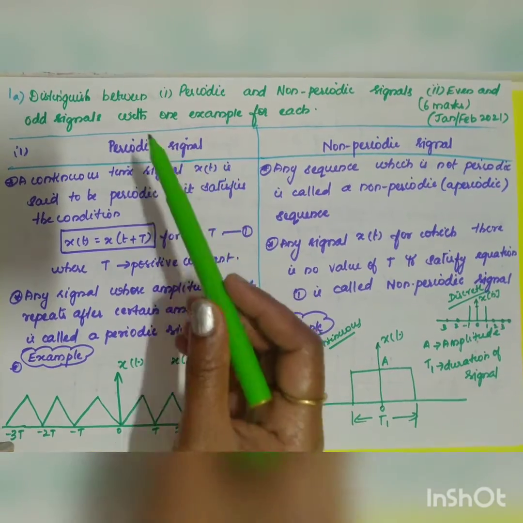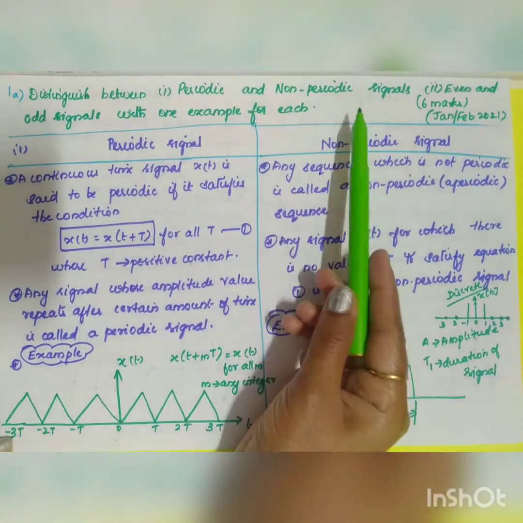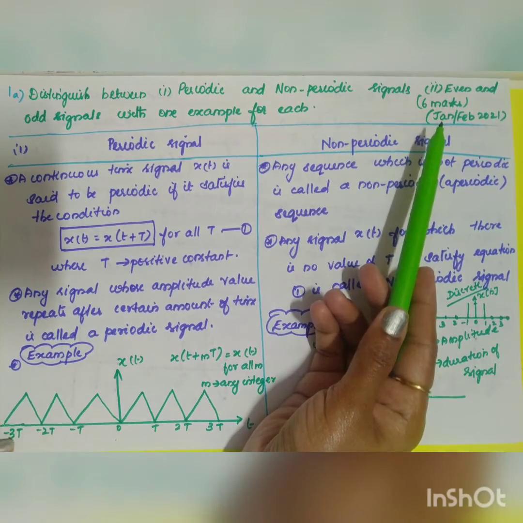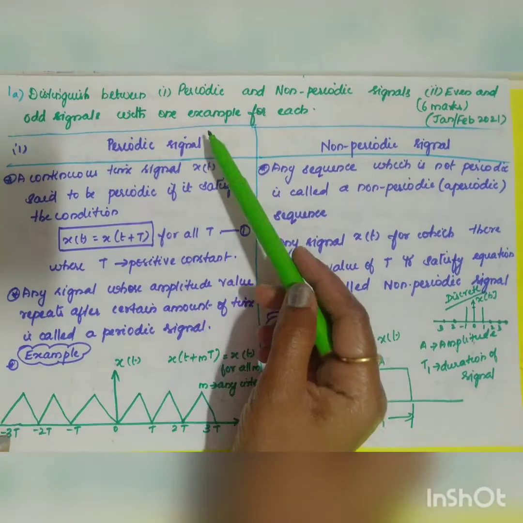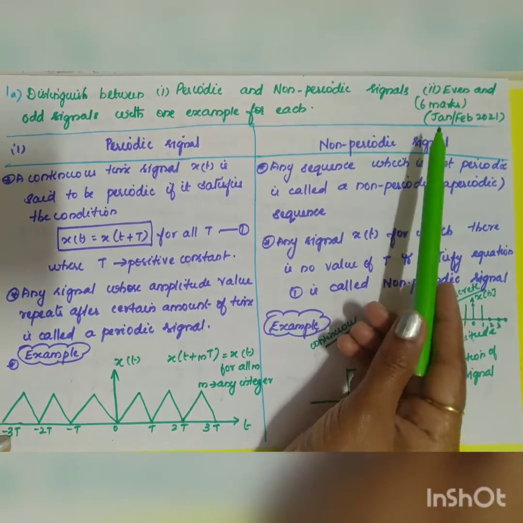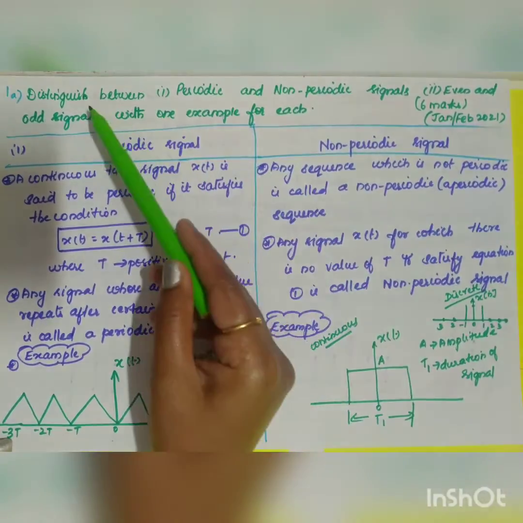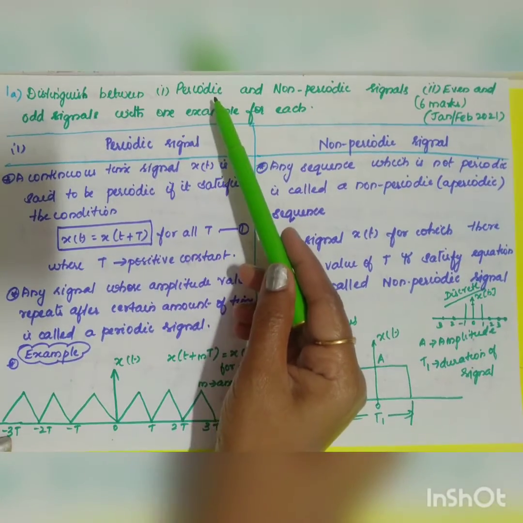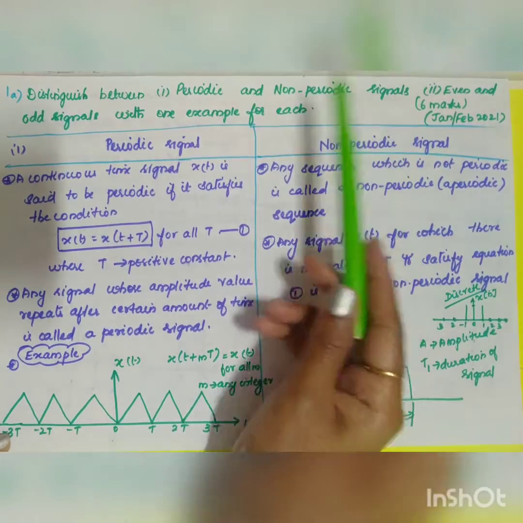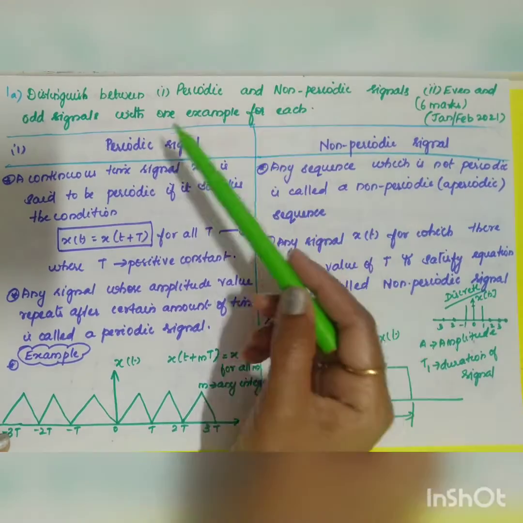First question, part A: distinguish between periodic and non-periodic signals, and the second part is even and odd signals, with one example for each. It is asked for 6 marks from the January-February 2021 paper. So what is asked in your question? You have to distinguish between 4 different types: periodic, non-periodic, and even and odd signals.